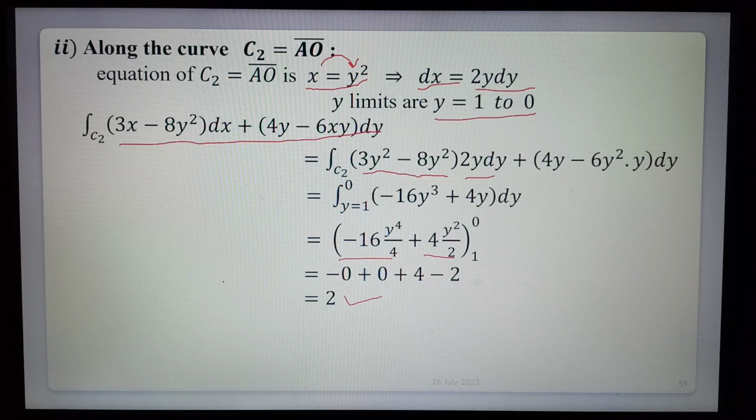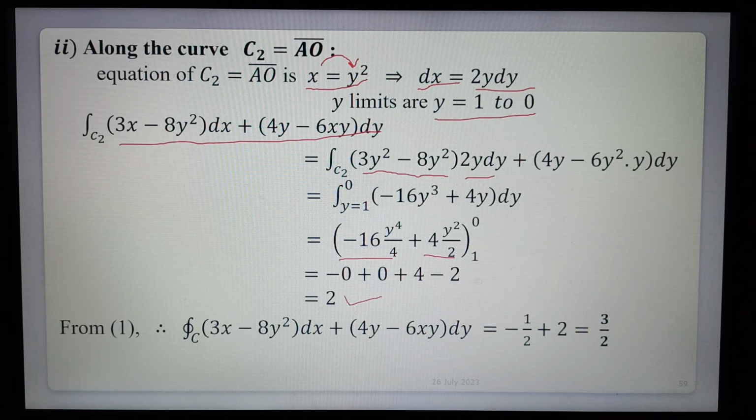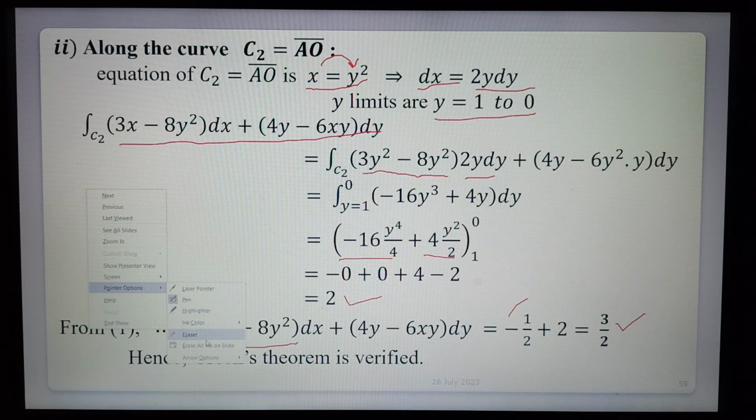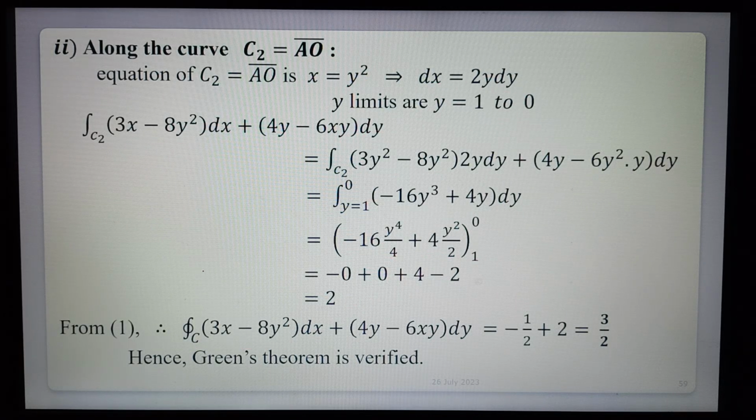So adding both from equation 1, the integration over C is equal to the first value minus 1 by 2 plus the second value 2. That is equal to 3 by 2. So 3 by 2 is also the same as the double integration, the right side value 3 by 2. This is the left side value 3 by 2, and both are equal. Hence Green's theorem is verified. This is the verification of Green's theorem.